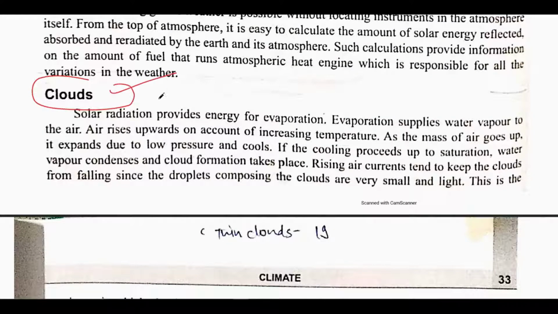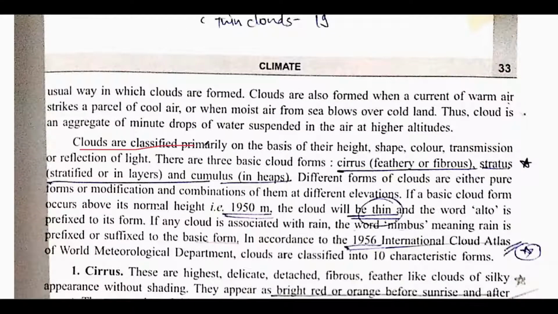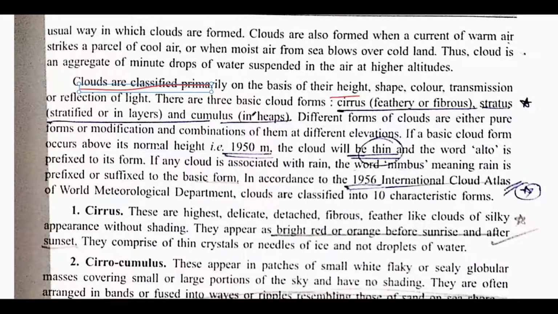Now clouds. Clouds is a very important topic from the climate point of view, the chapter climate. See, clouds are basically classified on the basis of their height, shape, transmission, etc. And this is not important. The important part is that basically there are three forms of cloud, that is cirrus, stratus, and cumulus. You do remember the characteristic that cirrus clouds are feathery or fibrous, stratus are in layers or stratified form, and cumulus are in heaps. These characteristics of various clouds are very important.